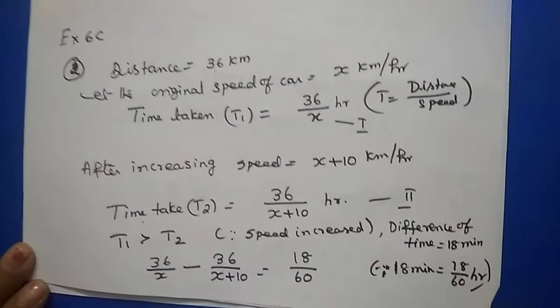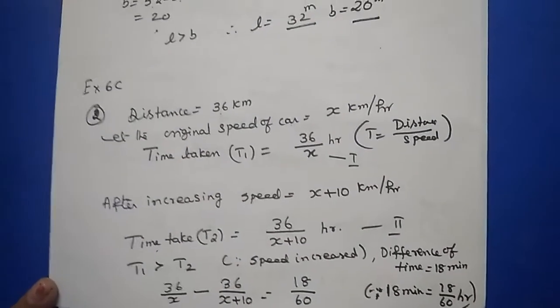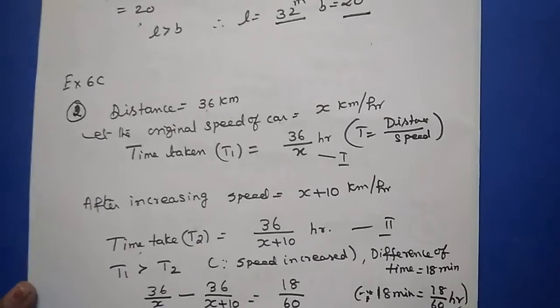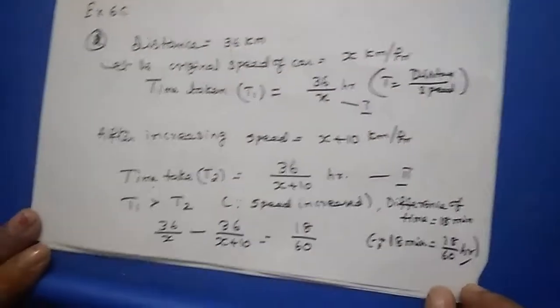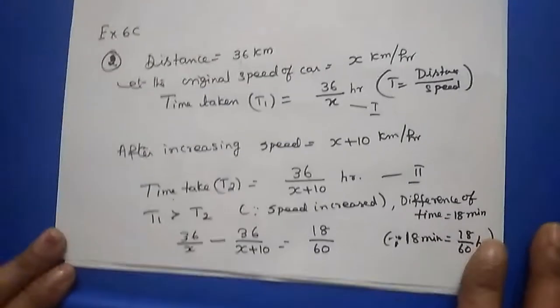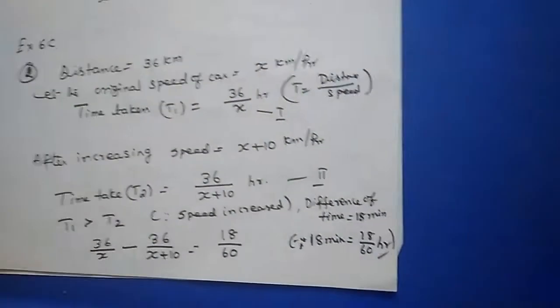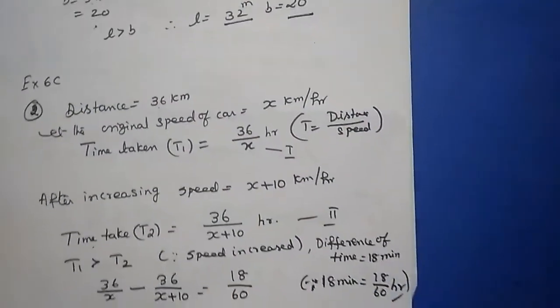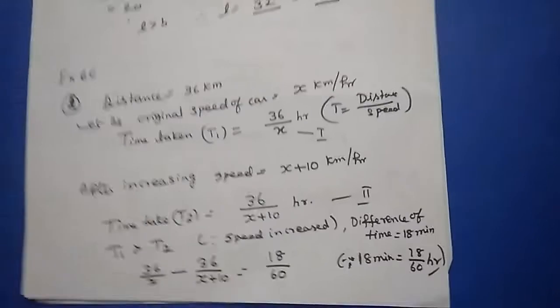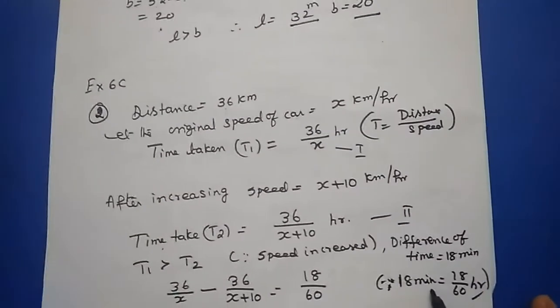Now in this question what is given? The distance is 36 kilometer given. The original speed of the car is x kilometer per hour given. Next what is given? It increased the speed by 10 kilometer. That is x plus 10 is the speed. Now, because of that, the difference of the time also given as 18 minutes given.